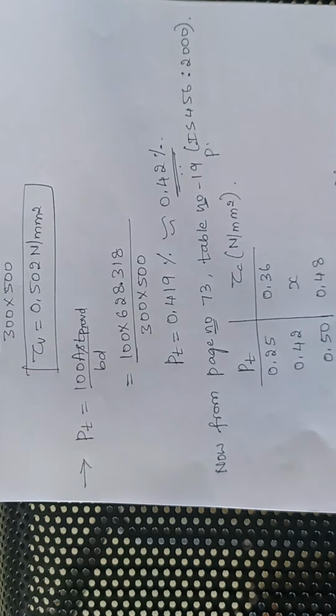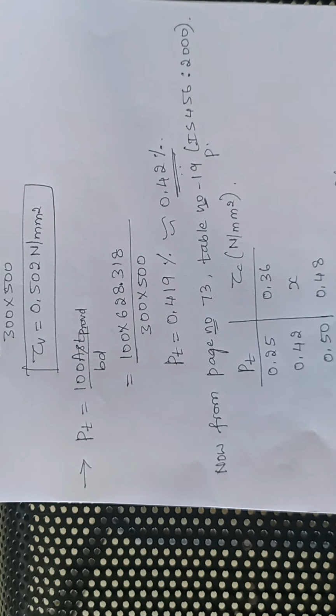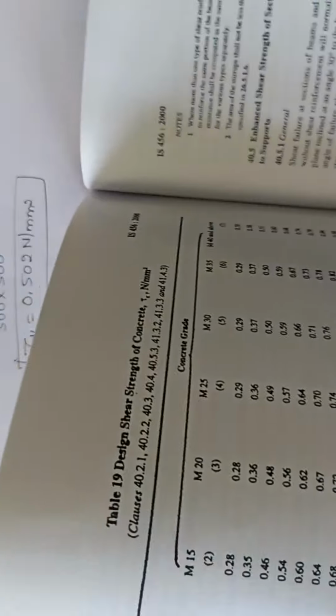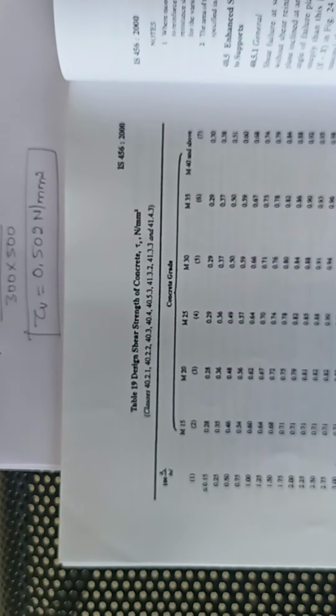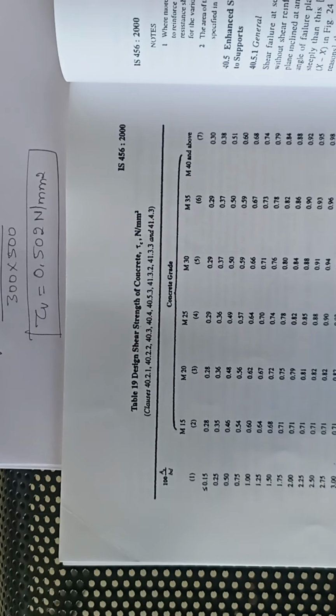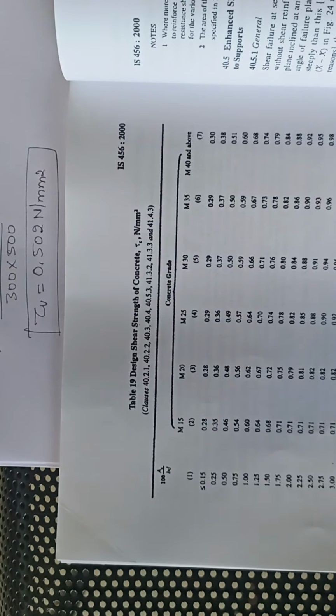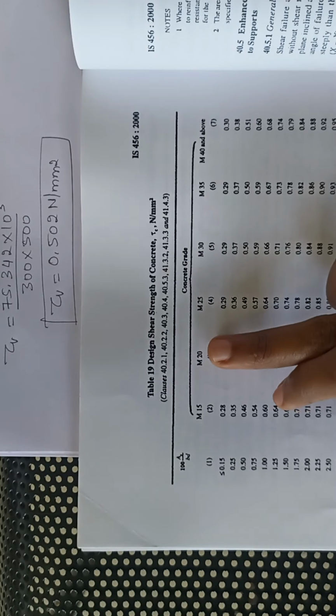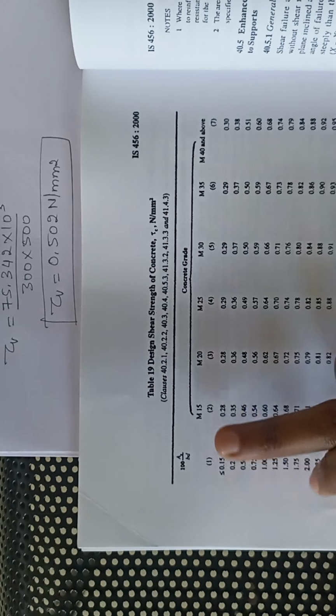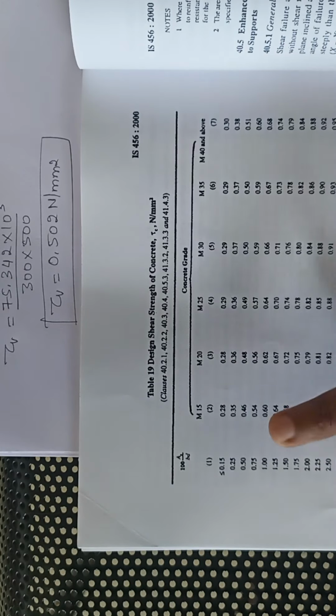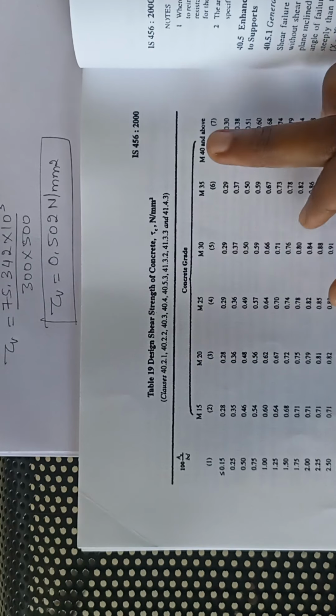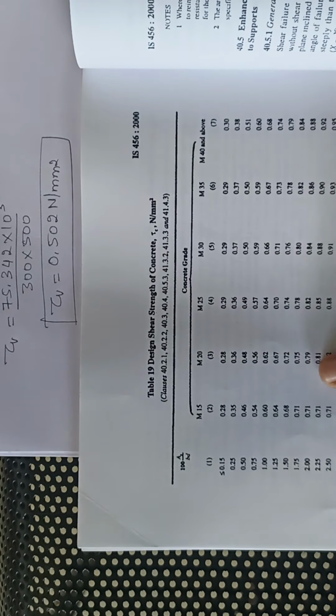Now from the percentage steel, we have to find the value of tau C, that is the permissible shear stress. We will be getting the value of permissible shear stress from Table number 19, page number 73 of the code book. So this is the chart from where we have to adopt the value of tau C. In this chart, we have the tau C value, which depends on both the grade of the concrete as well as the percentage steel. The first column represents the percentage steel value, and depending on the grade of the concrete, we will be adopting the tau C value here.